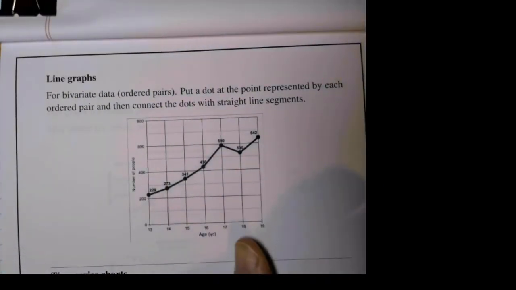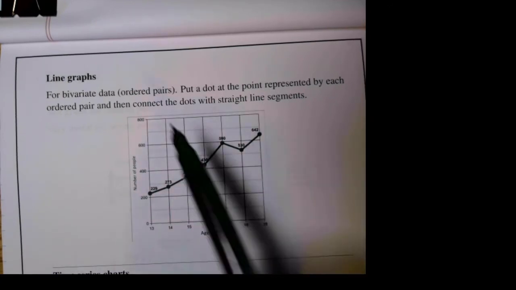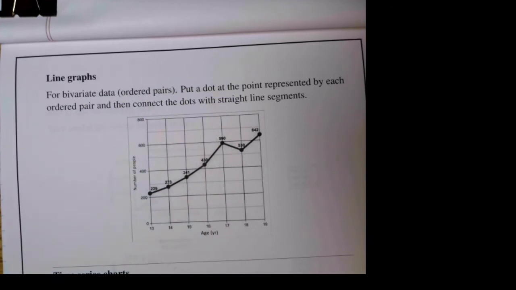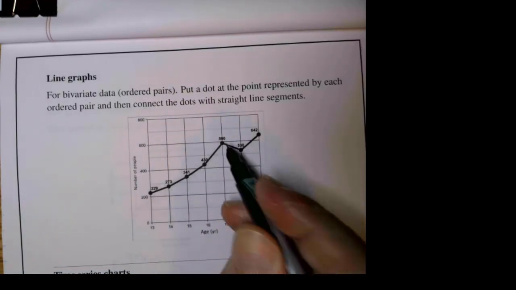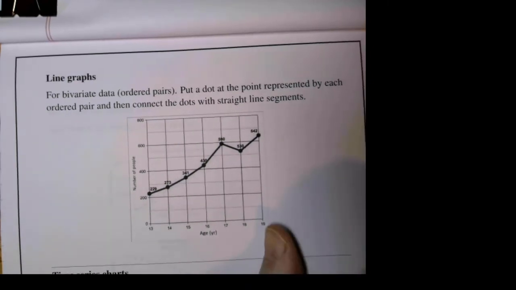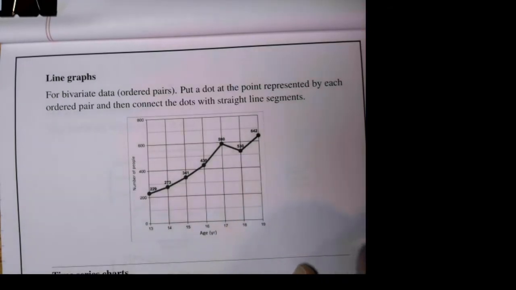Line graphs, well, we've already made one. The cumulative frequency graph is a line graph. They are for bivariate data, that is, for ordered pairs only. All you do is plot each ordered pair as a point on a regular Cartesian plane, and then you join the dots with line segments. Again, something you've been seeing your whole life. You don't have to label them the way they are here, of course.